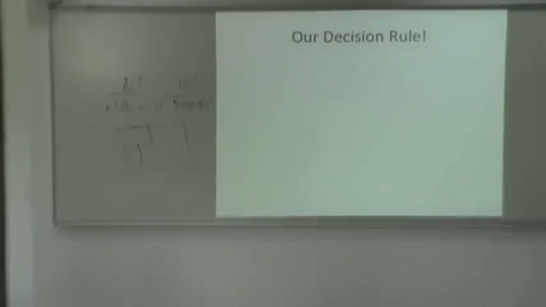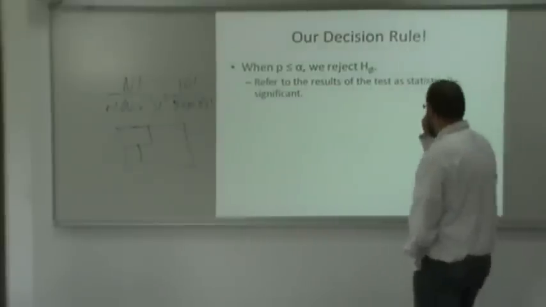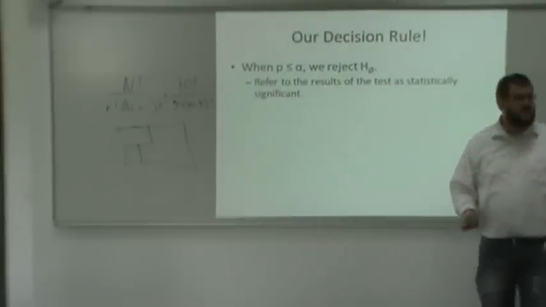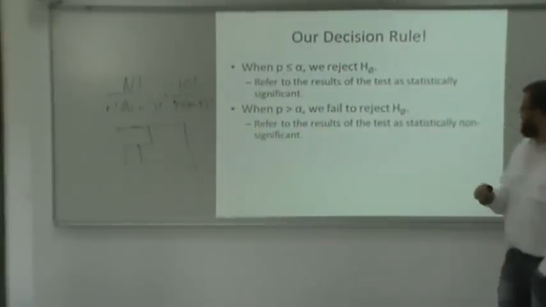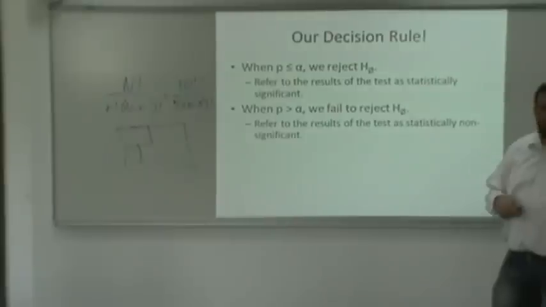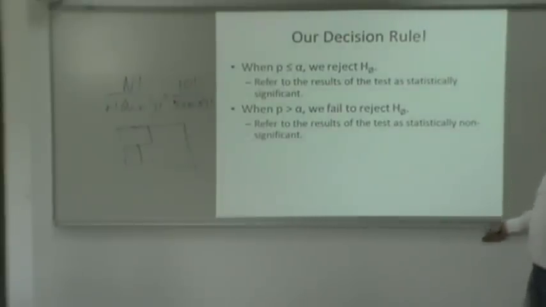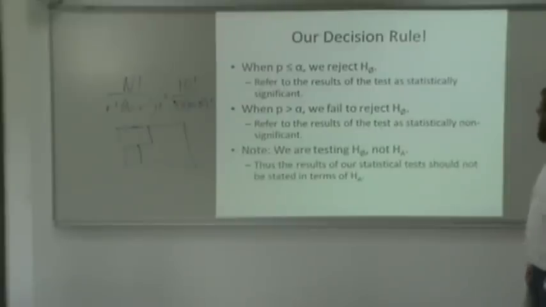Okay, so our decision rule. Our decision rule is when p is less than or equal to alpha, we're going to reject the null hypothesis. When we reject the null hypothesis, we can refer to the results of the test as statistically significant. When the probability is greater than alpha, we fail to reject the null hypothesis, and we refer to the results of the test as statistically non-significant.